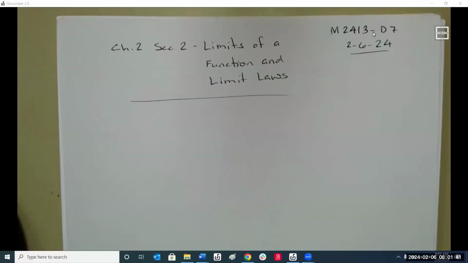Good morning, everybody. Okay, today we're going to start on the second section: limits of a function and limit laws. What do you think a limit is? When we say limit, what are we talking about? With what we discussed last class, what do you think a limit means?